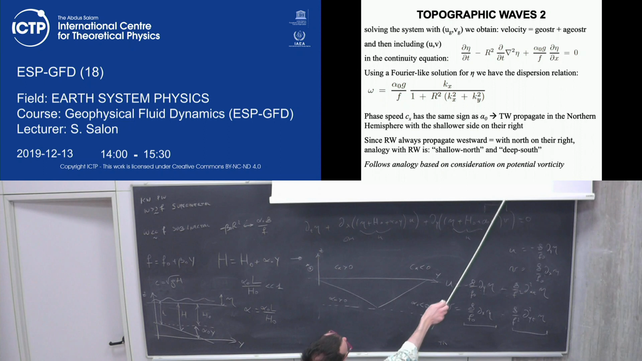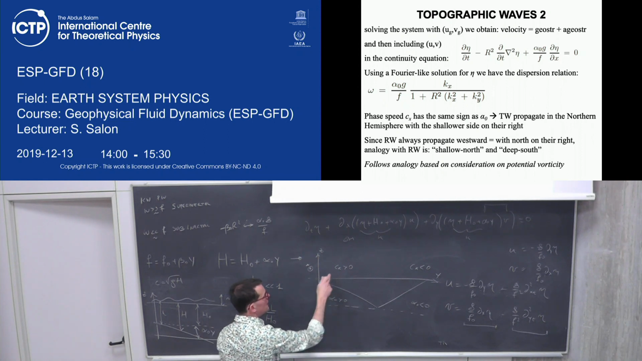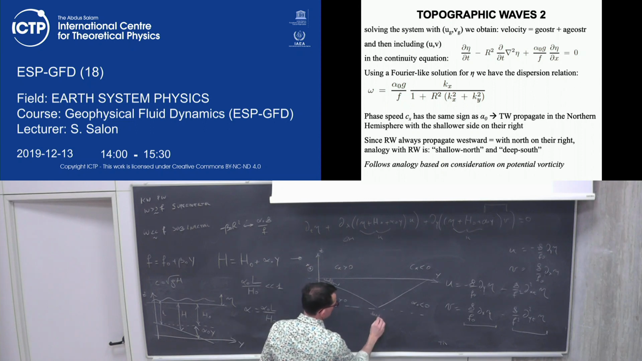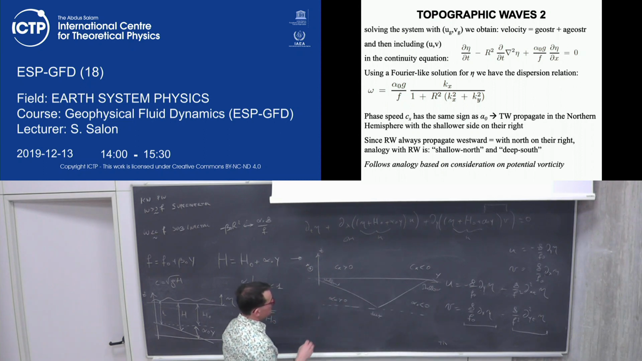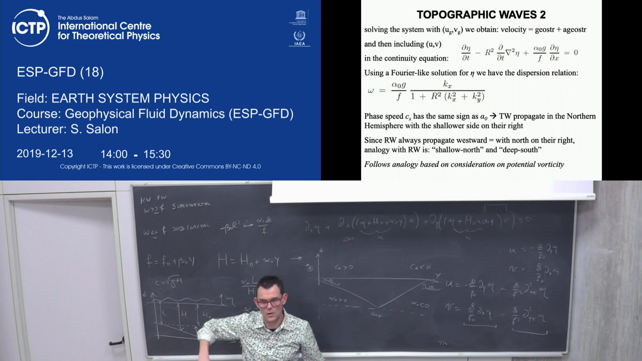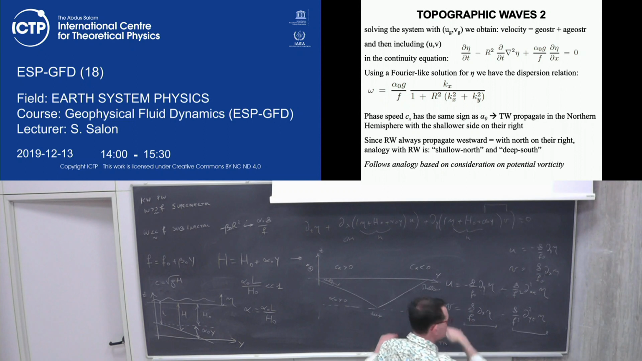Topographic waves propagate in the northern hemisphere with the shallower side on their right, like here. So if we are here, this is shallow, and this is deep, and this is again shallow. This can be sea bottom or mountains. Shallow means that it's going towards you. So I'm propagating with the shallower side on my right. If I'm here, exactly the same.